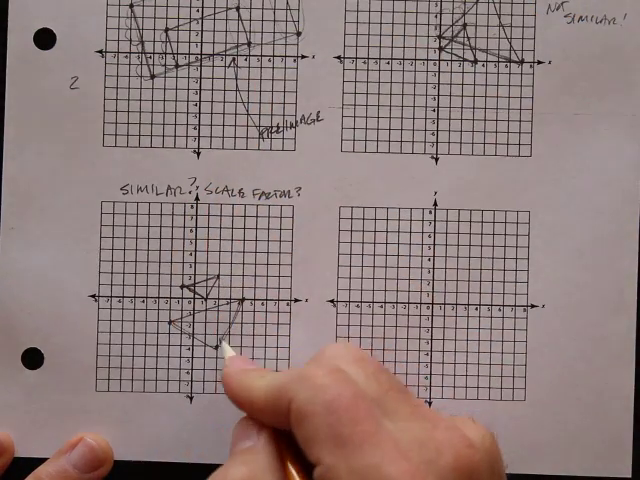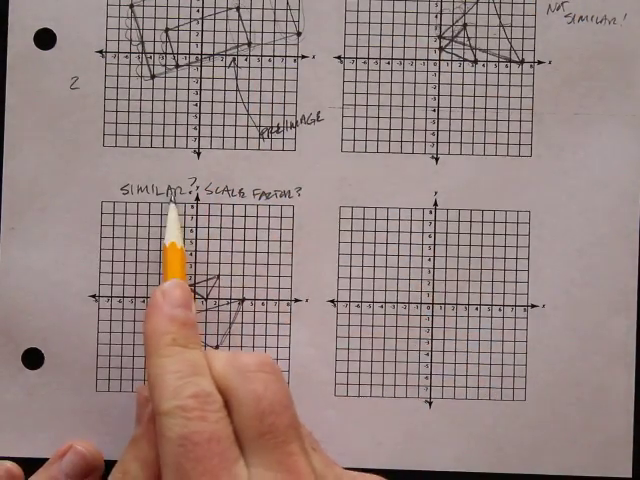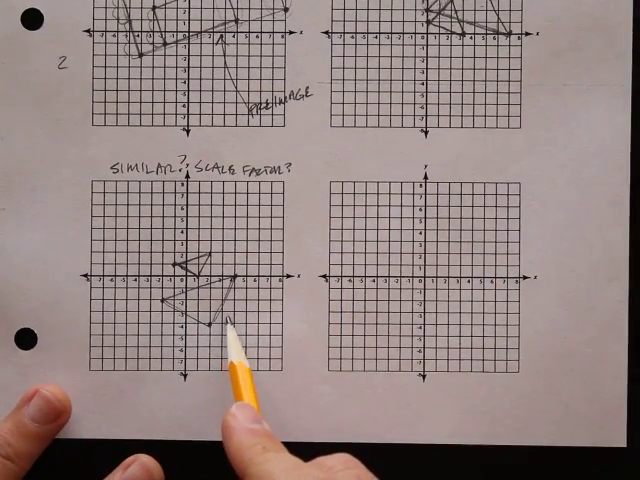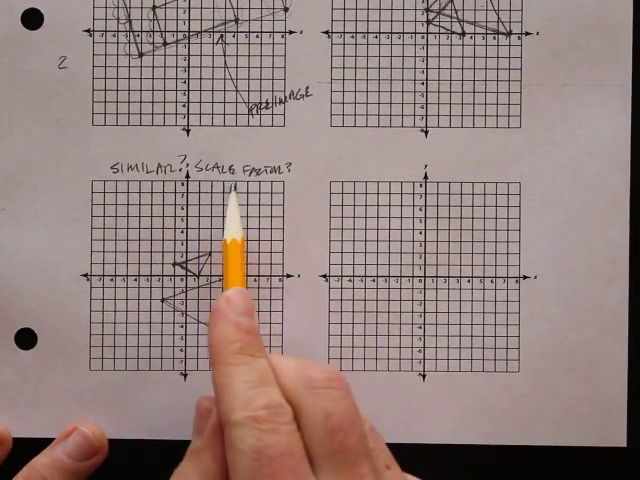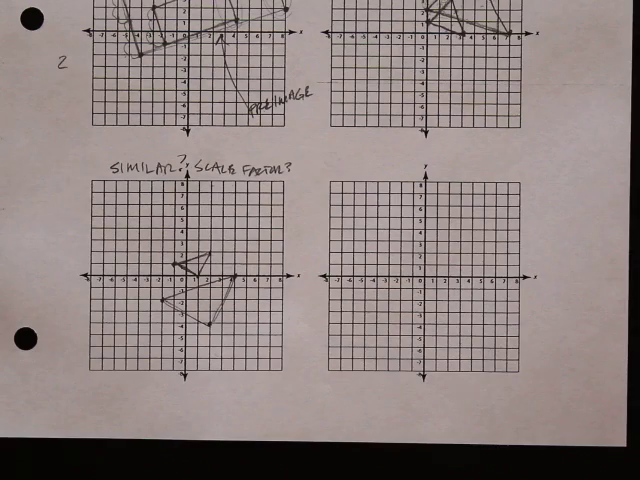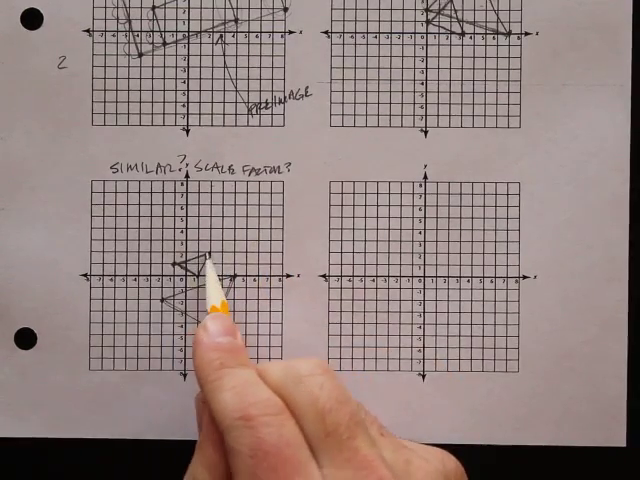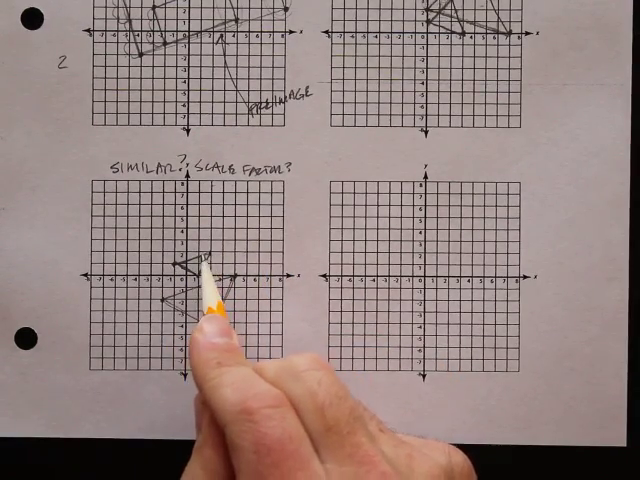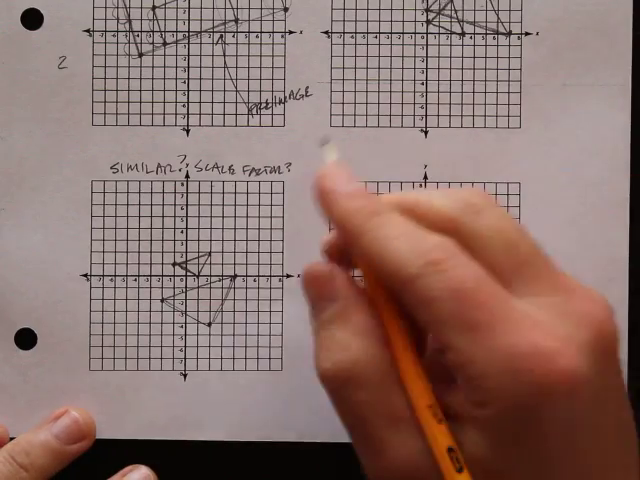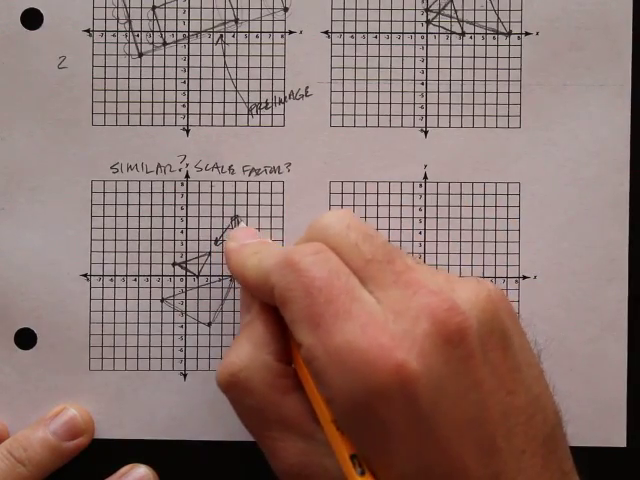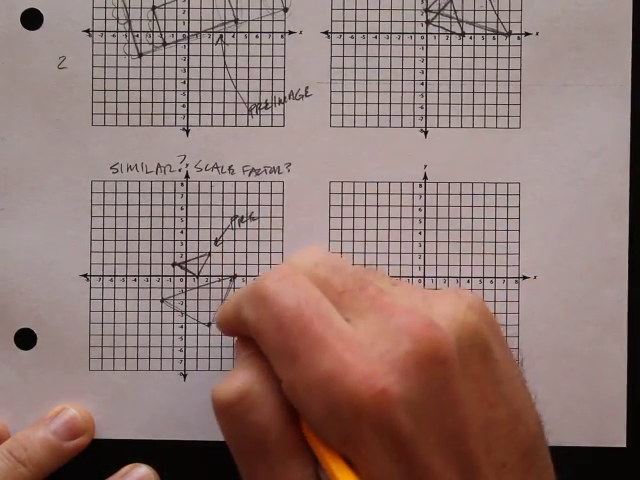Now we need to decide: are they similar, yes or no? And what is the scale factor if they are? So, go. All right, let's see how you did. I didn't even tell you which one was the pre-image, sorry. This is the pre-image, and this is the image.